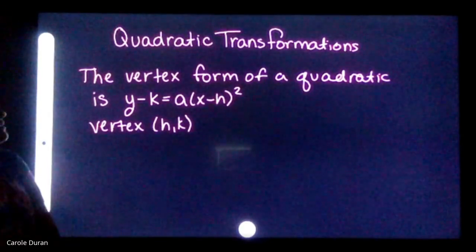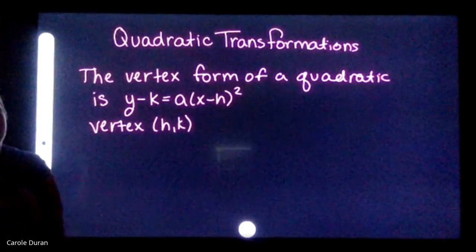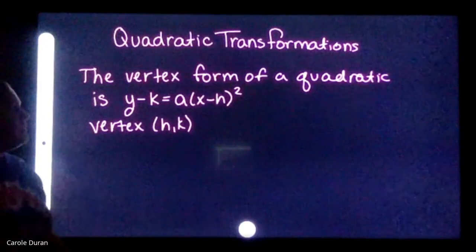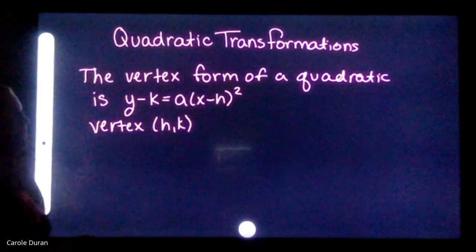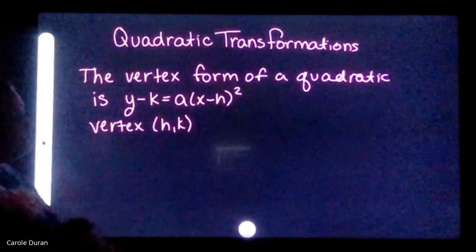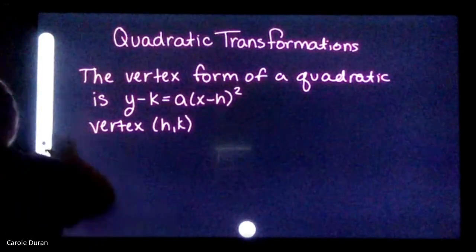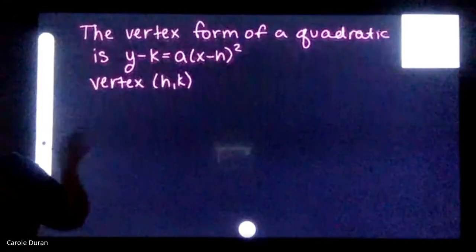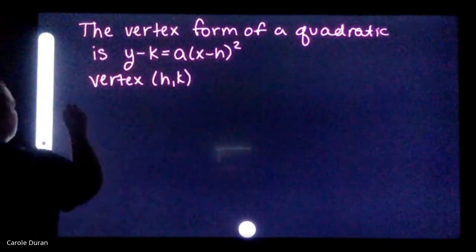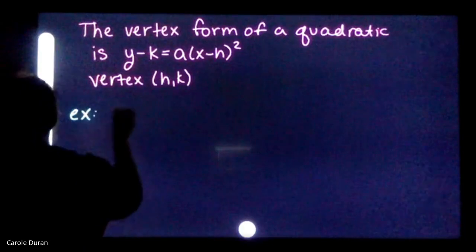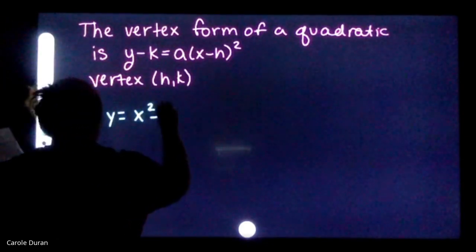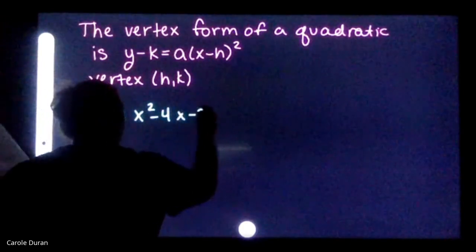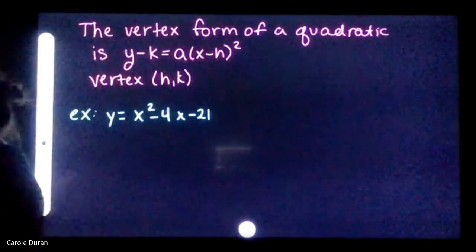In order to get to vertex form, we're going to have to use our completing the square skill that we learned a couple classes ago, okay? We're going to be using that to form the vertex form of a quadratic. So the first example that we're going to start with is the quadratic y equals x squared minus 4x minus 21.